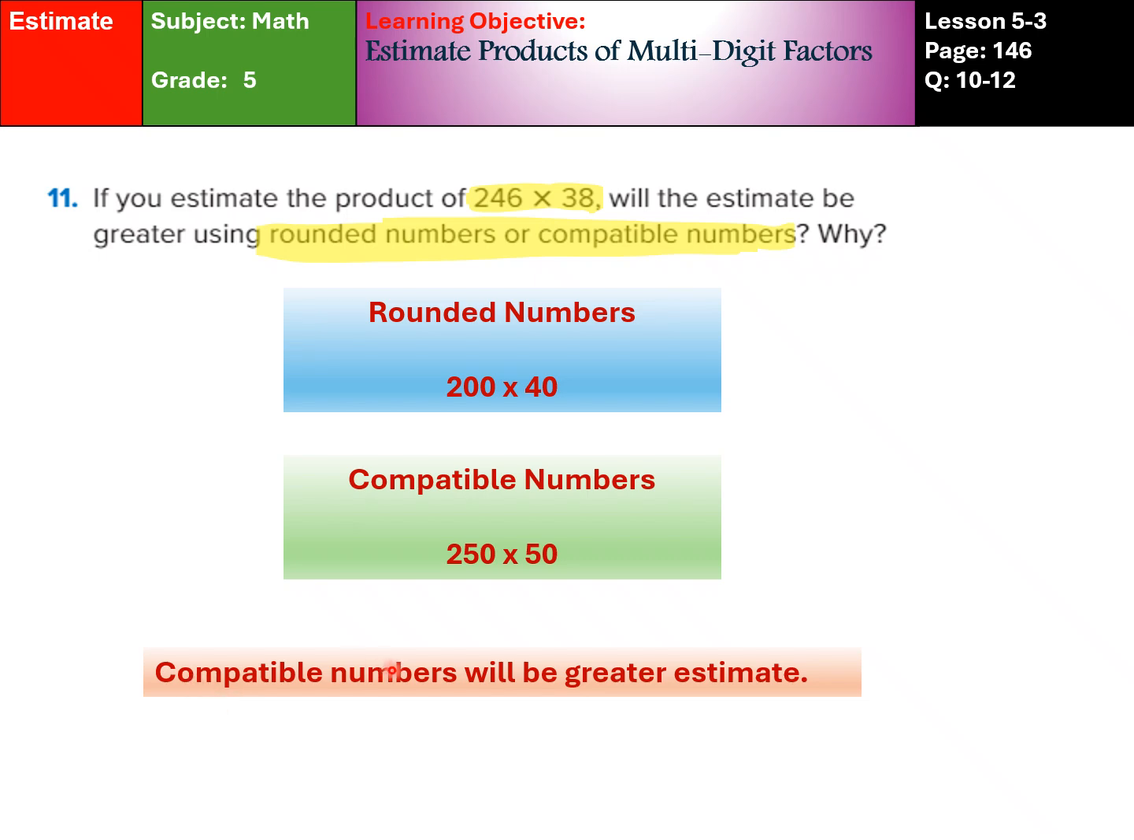They are not asking us to find the answer. They are just asking what you think, whether rounded numbers or compatible numbers give you the greater answer. So compatible numbers will be the greater estimate. And this statement is not always true. You have to look at the numbers and then you have to think about it.